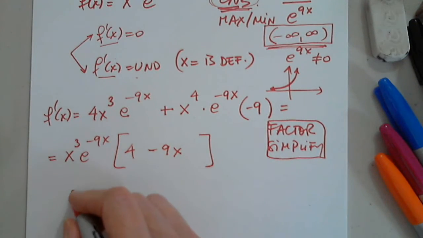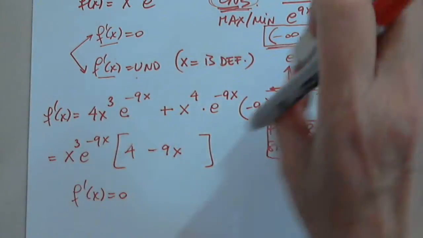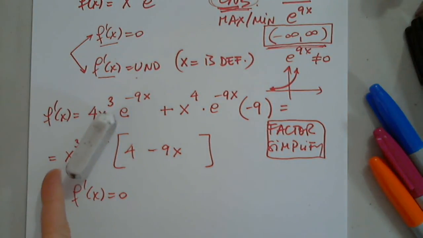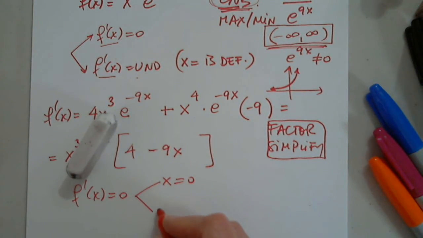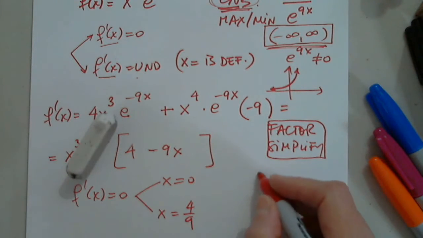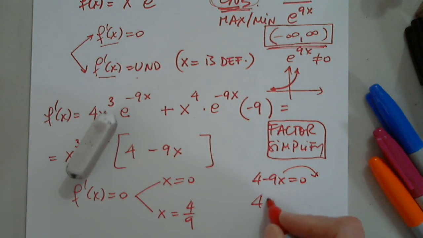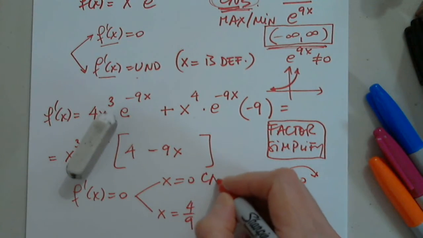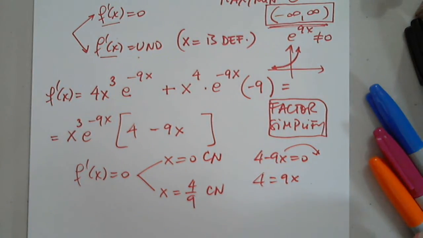Okay, so now when I set this equal to 0, this can never be 0. Don't even look at it. But x could be 0. Or this could be 0, which makes it 4 over 9. When I set 4 minus 9x equal to 0, I move whichever term you want. 4 equals 9x. I divide by 9 and I get this. So this is a critical number and this is a critical number. So that's your answer. That's it.